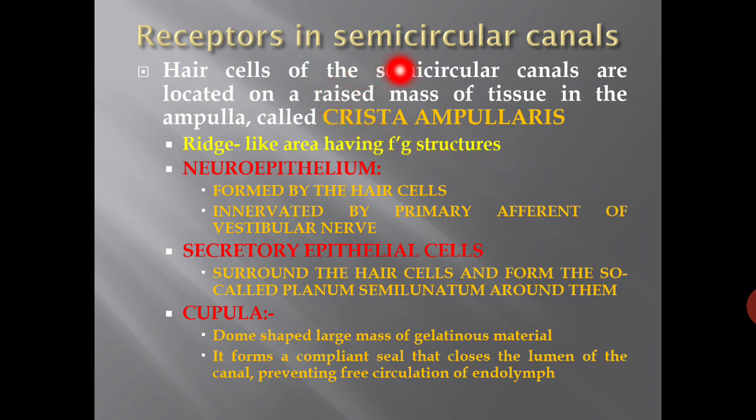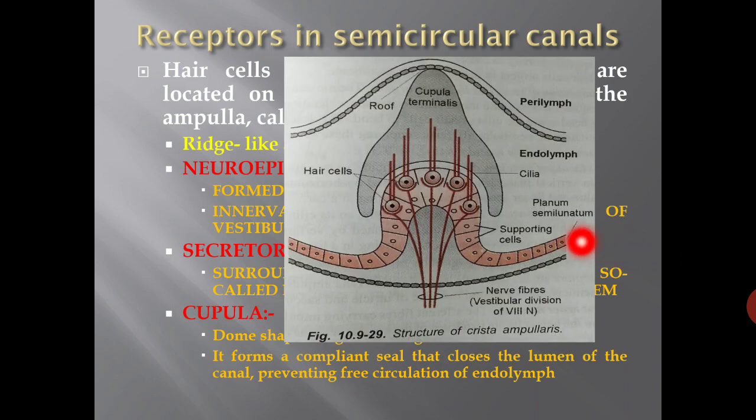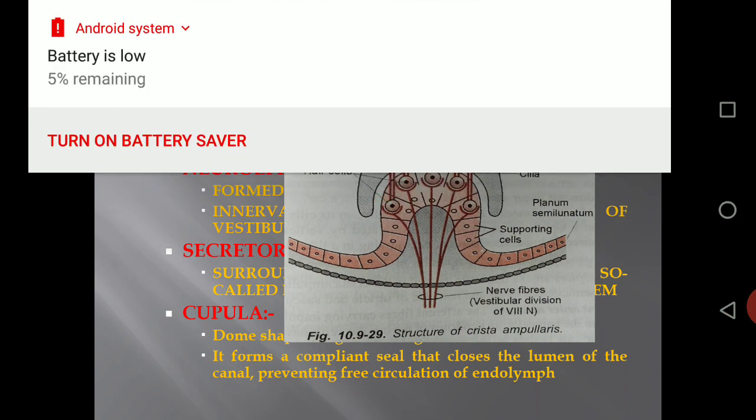Now the receptor present in the semicircular canal, as we know, is the crista ampullaris. It is a ridge-like area having the following structure: neuroepithelium, secretory epithelial cells, and cupula. So in this figure you can see the structure of the crista ampullaris, which is present in the ampulla of the semicircular canal. First the neuroepithelium, then the secretory granules, and then the cupula.